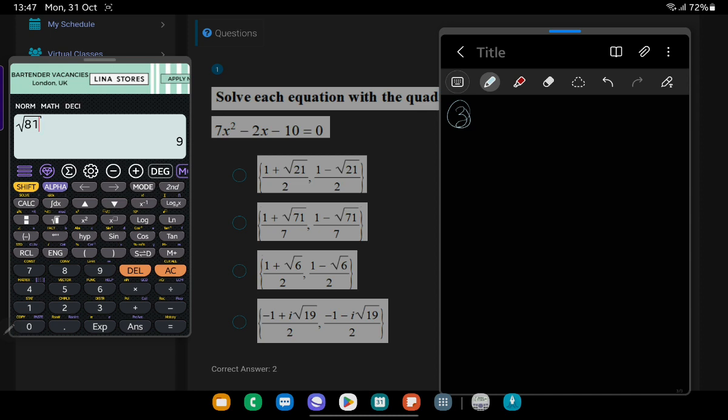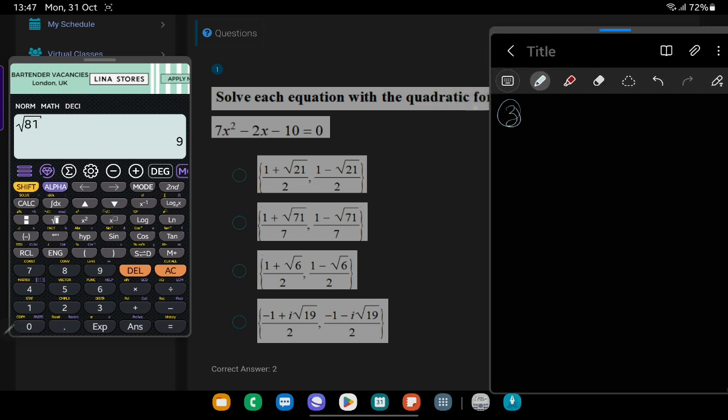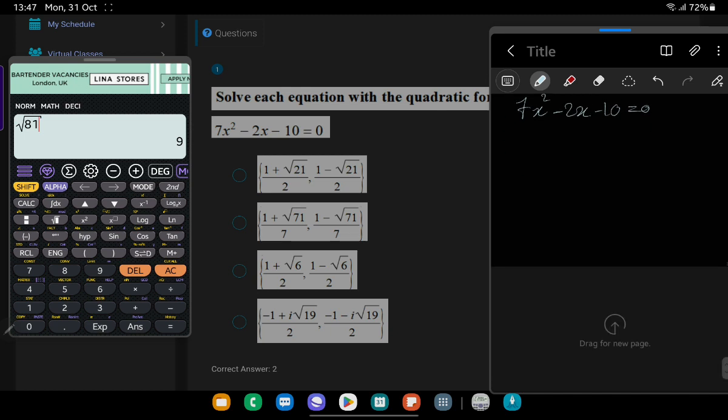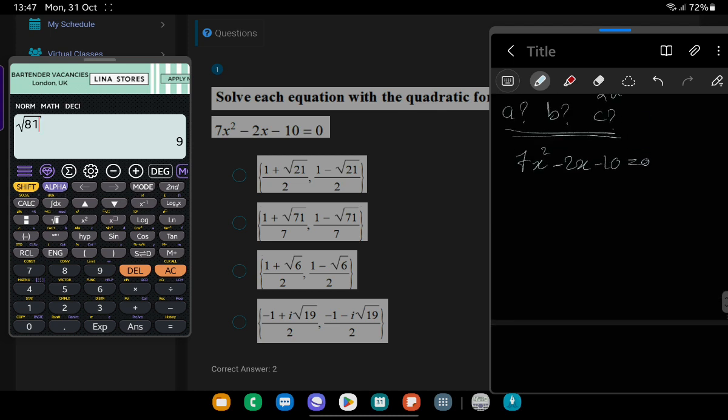The third one, solving by the quadratic formula. The quadratic formula, which is negative b plus or minus the square root of b squared minus 4ac, over 2a. So for each question, you need to know what a, b, and c are. For example, here it's 7x squared minus 2x minus 10 equals 0. We said that you need to get a, b, and c. So a equals 7, b equals negative 2, c equals negative 10.